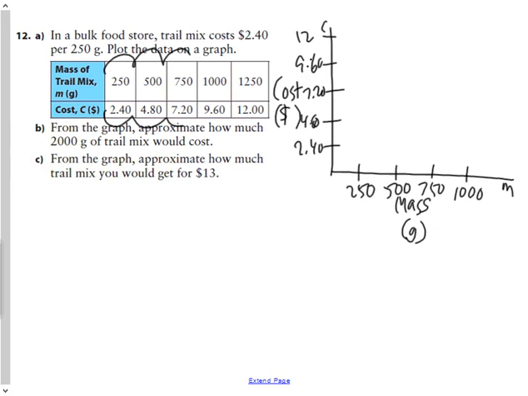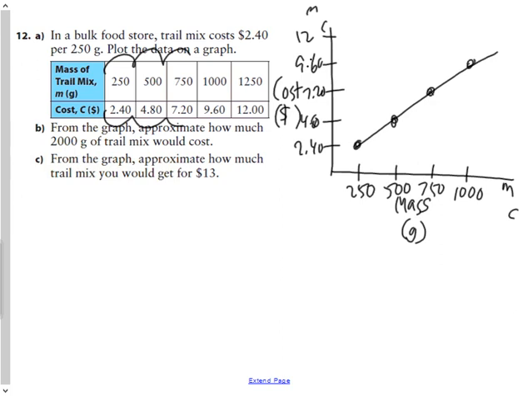Mass and cost. If you did it the other way, it's fine. It doesn't matter. But when you plot them, 250 grams for $2.40, $4.80 is 500 grams here and here. So our line on my graph is this. If you did it the other way where this is your cost and this is your mass, you still have the same line, I believe. And it says from the graph, approximate how much 2,000 grams would be.